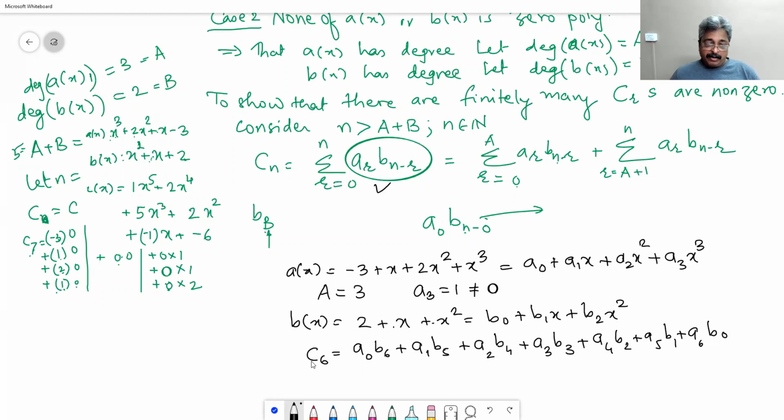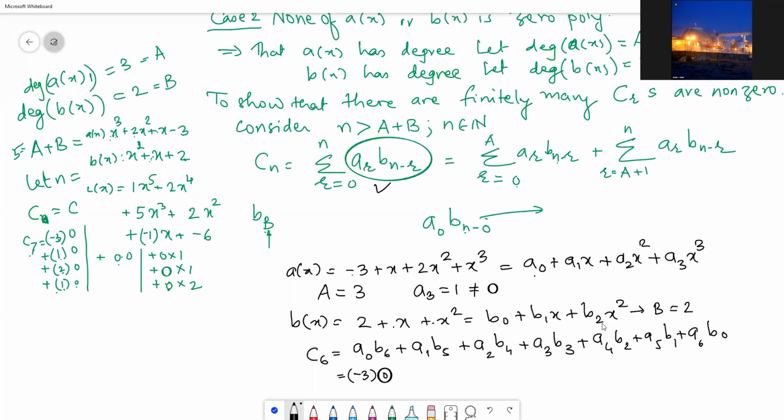So if I want to find c6, I must use this formula and put the values: a0 is -3, b6. Oh, I have b2 which is degree 2. Here capital B is equal to 2. So the degree of B(x) is 2. So every coefficient beyond 2 is going to be 0. So b6 is 0. दिसतंय का मुलांनो? हो, b2 सर दिसतंय, non-zero. Everything after that is 0.